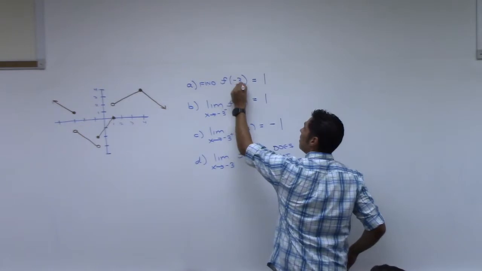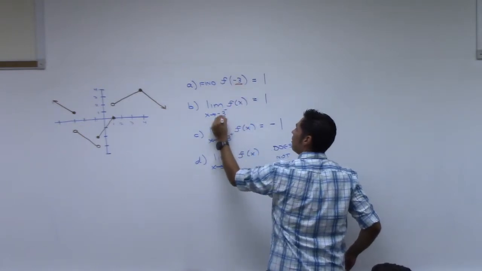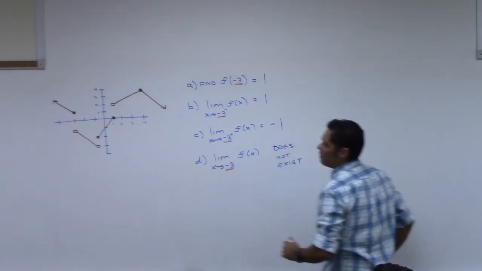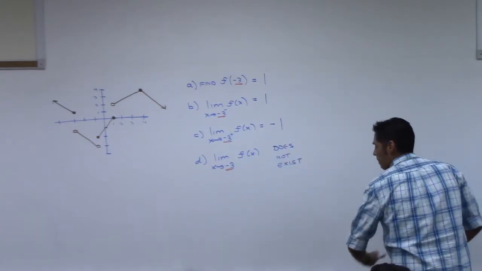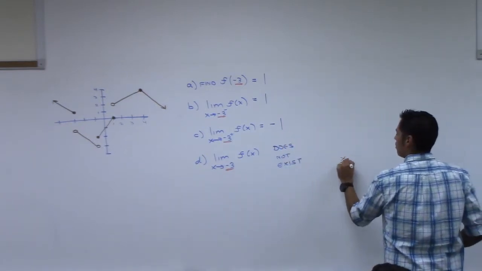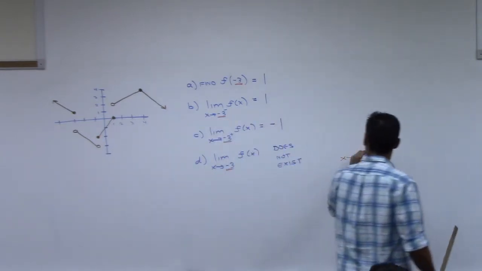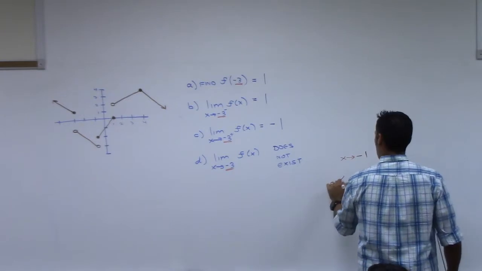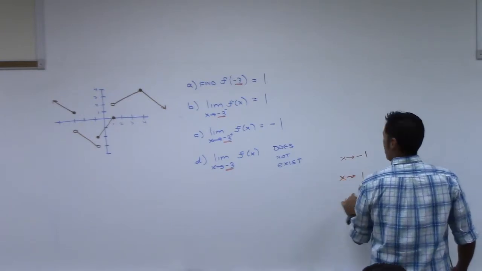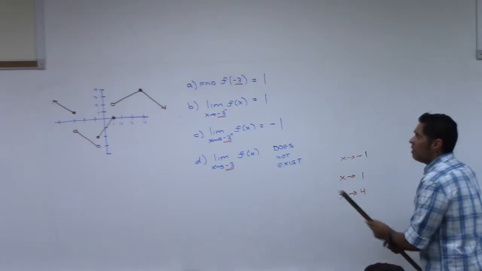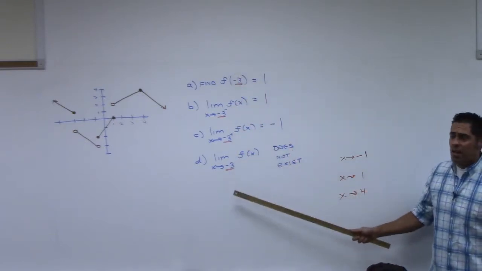Okay, without me having to write all the 12 questions, do you think that you could do the same thing, f of -3, -3 from the left, -3 from the right, and -3? Do you think you could do that for the following numbers? I want x to approach -1. I want x to approach 1. And I want x to approach 4. Do y'all know what I'm saying here? Do these 4 questions again.